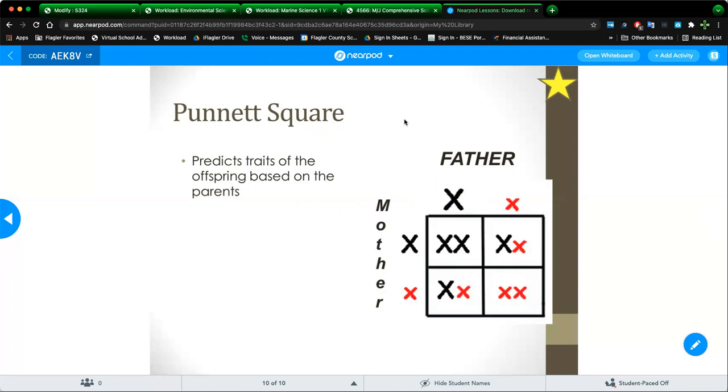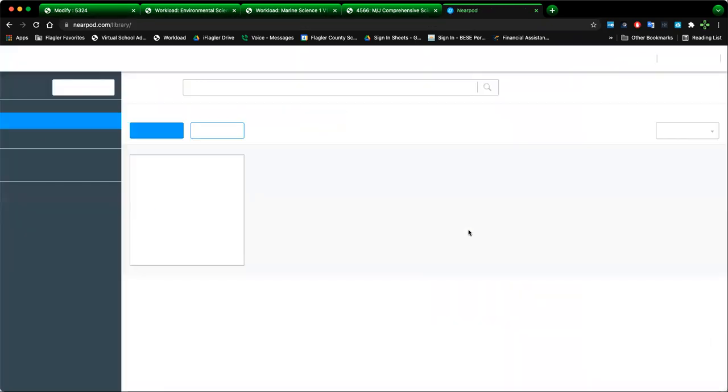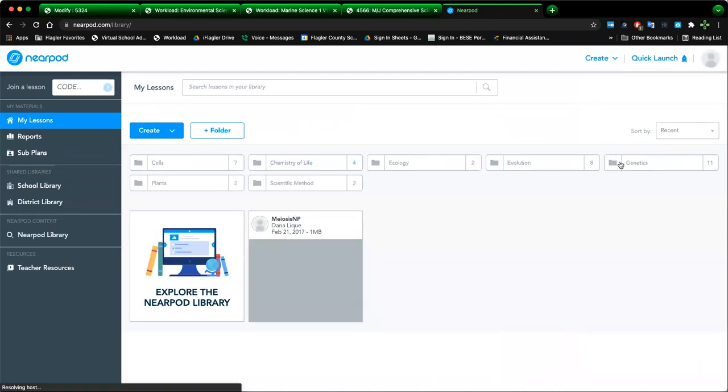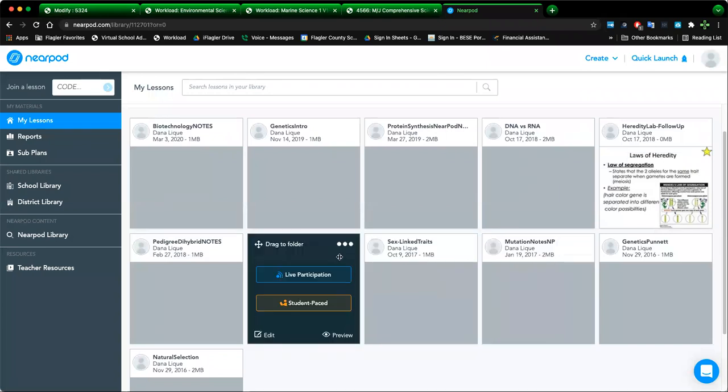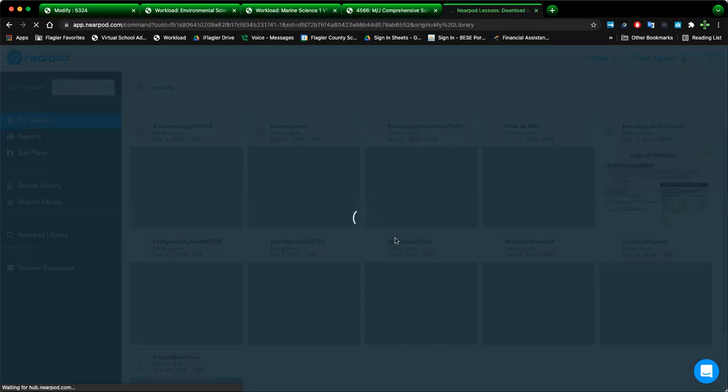That's what it means. Since that didn't take too long, I'm going to go ahead and go over to the next lesson, which I think is just other methods of inheritance, so the exceptions to that rule. Okay, so this is going to be called non-Mendelian genetics.